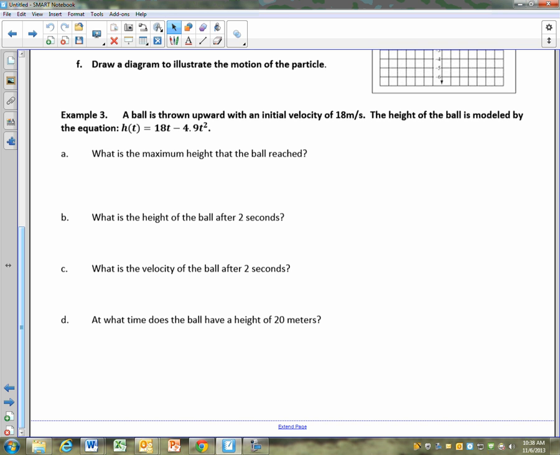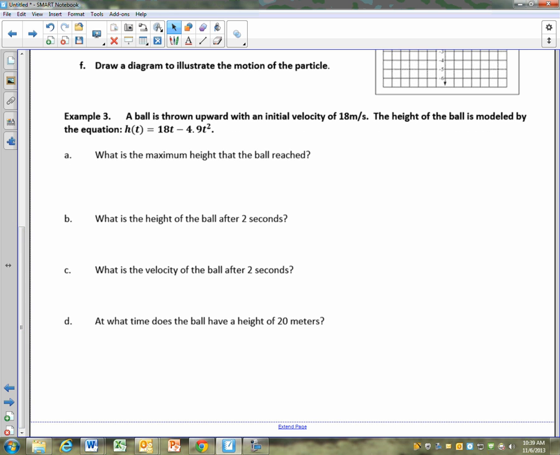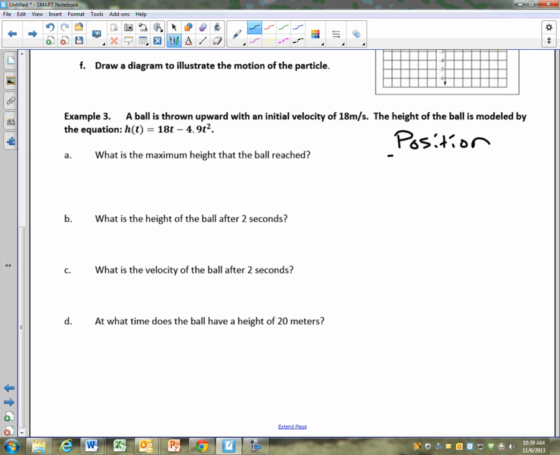So, a ball is thrown upward with an initial velocity of 18 meters per second. The height of the ball is modeled by the equation h of t equals 18t minus 4.9t squared. Does that look familiar to you guys? You've seen something like that before? Yeah. And so, okay, physics. Well, what's nice is that we have our position function. I'm just going to write it down so we're all clear on what we're doing here. The position is h of t equals 18t minus 4.9t squared.